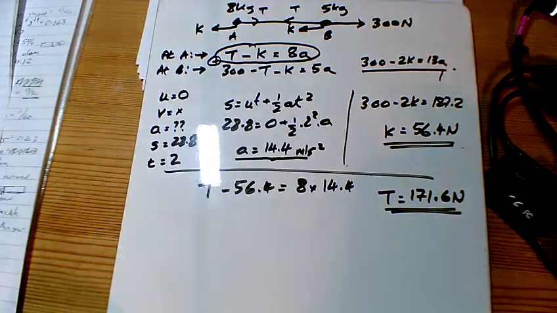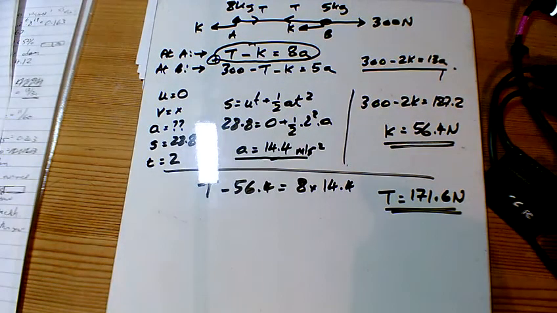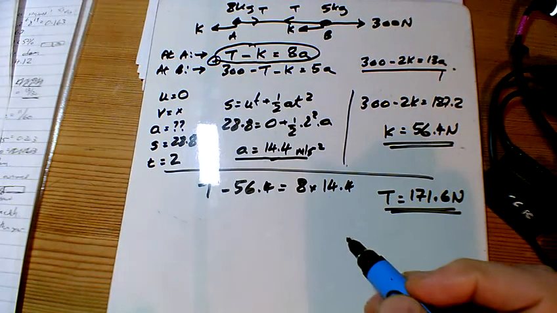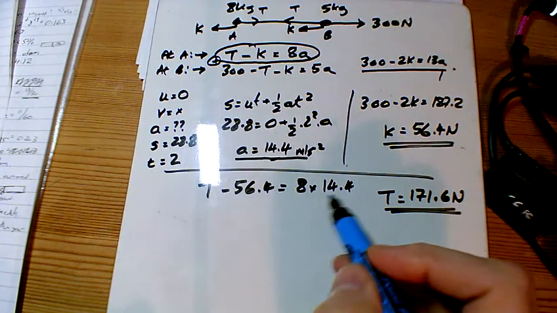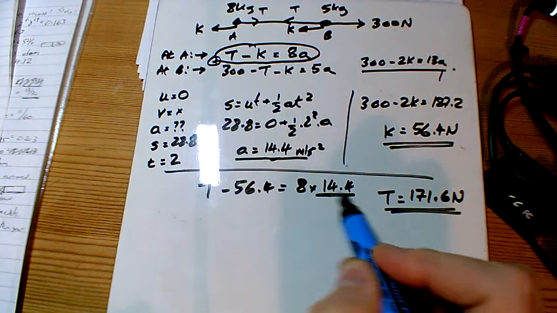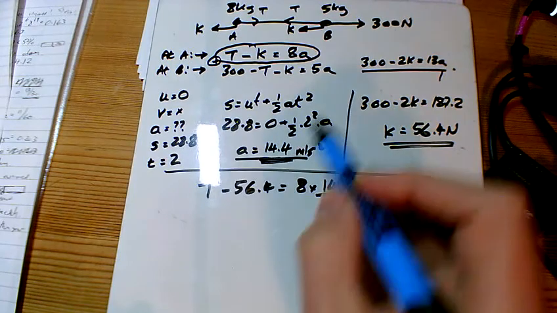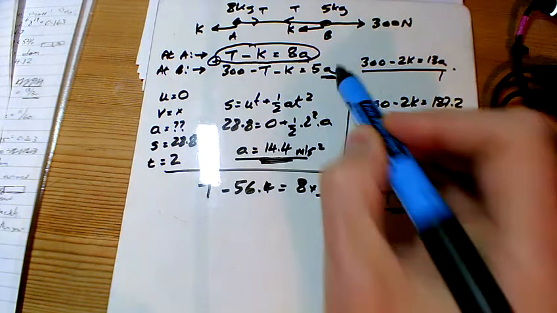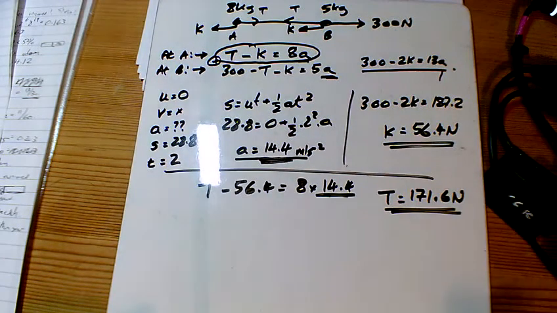Part C says, well, how did you use the fact that it was light and inextensible? Well, that's because the A I'm using here is the same as I'm using there, is the same there as the same there. So we've used the acceleration the same in all places.